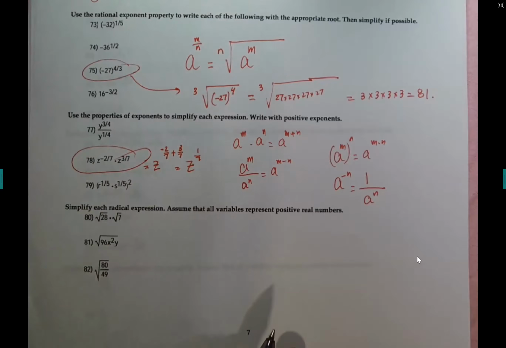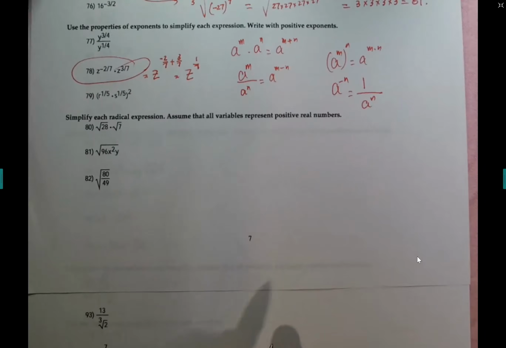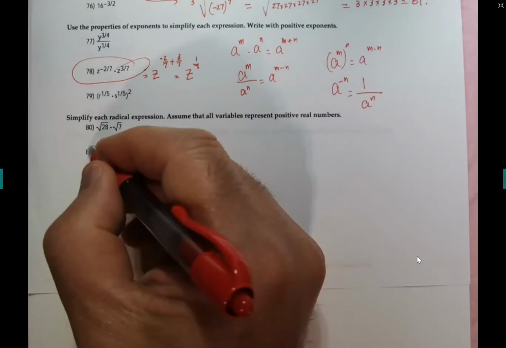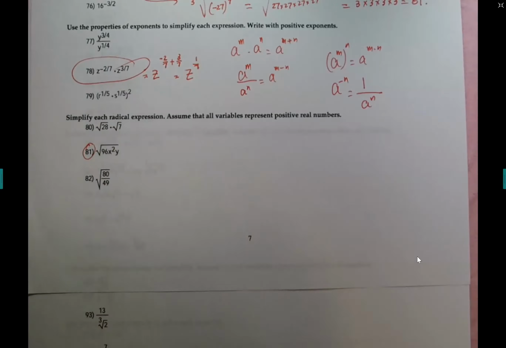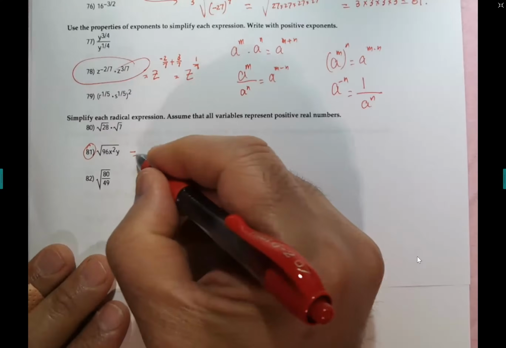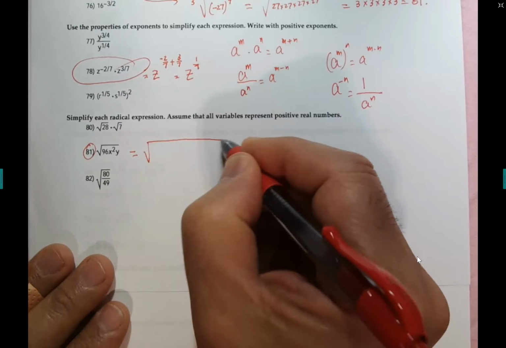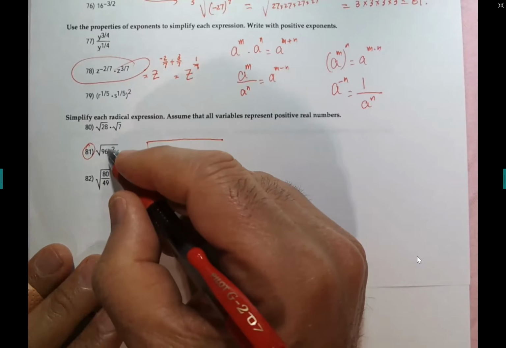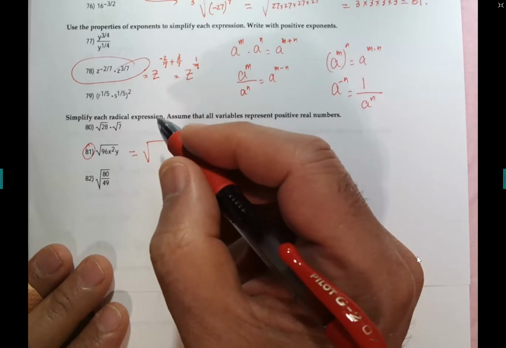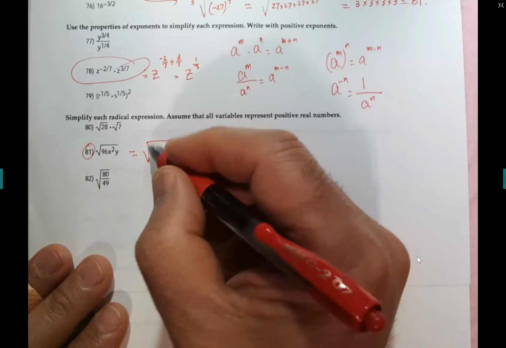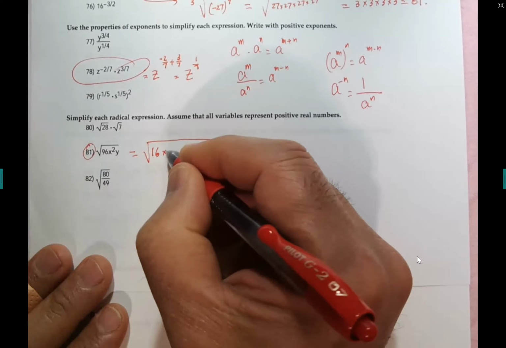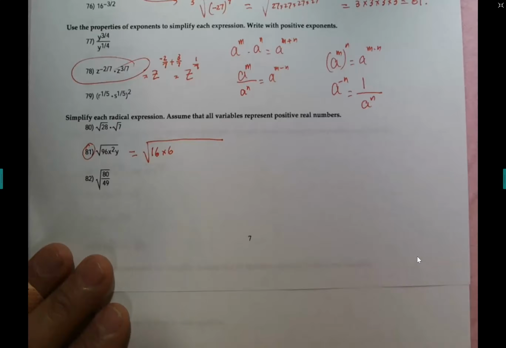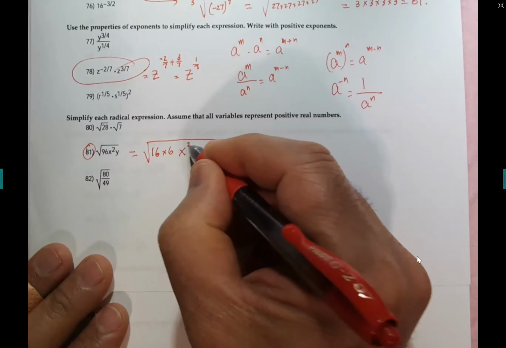Simplifying radicals. Let's take 81. Square root of 96x squared y. Okay. We need the squares here because that's a square root. So look what I'm going to do, guys. I'm going to change 96 to, what can you change 96 to, guys, to make it work? 16 times 6, that's 96, and x squared, and then a y.